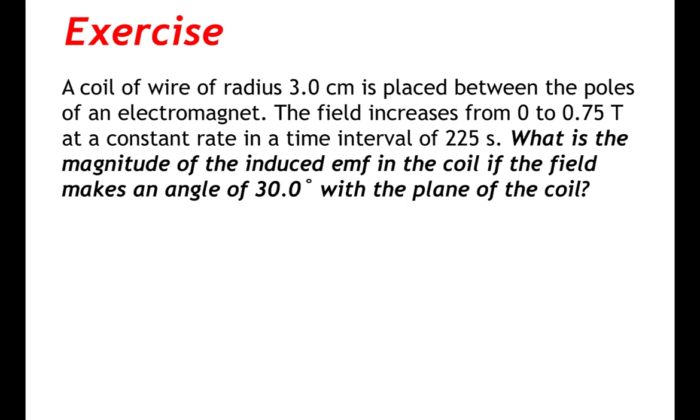A coil of wire of radius 3.0 centimeters is placed between the poles of an electromagnet. The field increases from 0 to 0.75 Tesla at a constant rate in a time interval of 225 seconds. What is the magnitude of the induced EMF in the coil if the field makes an angle of 30.0 degrees with the plane of the coil?